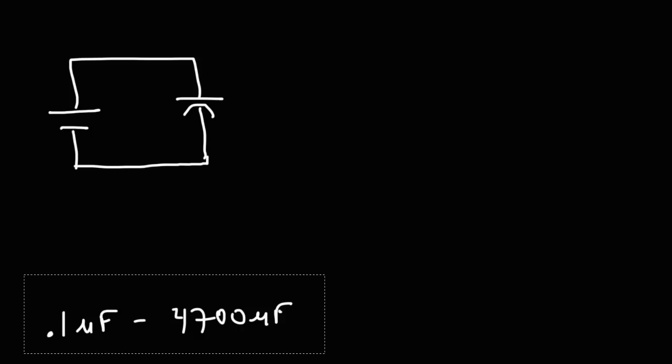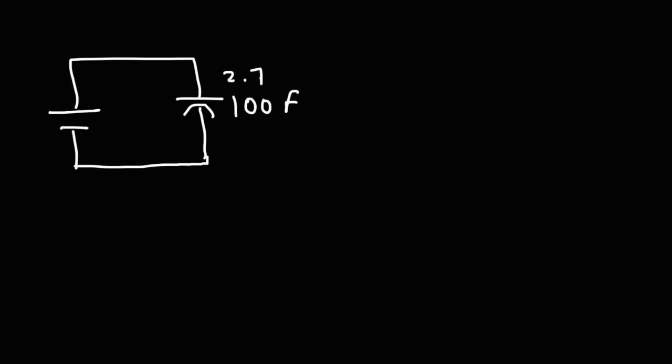For instance, let's say you have a battery connected to a supercapacitor. A typical electrolytic capacitor will have a capacitance of 1 microfarad to 4,700 microfarads. Actually, it could range from 0.1 to 4,700 microfarads for electrolytic capacitors. For supercapacitors, you're talking about capacitance of 10 farads, 100 farads, 1,000 farads. So let's say we have a 100 farad supercapacitor.